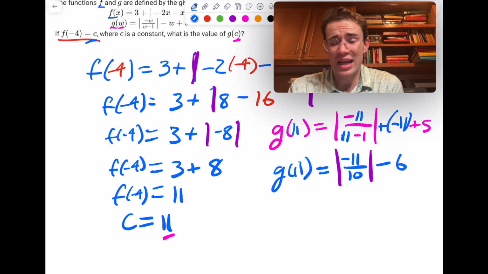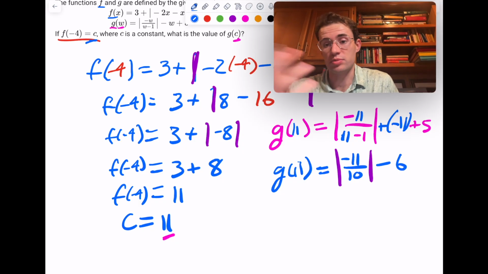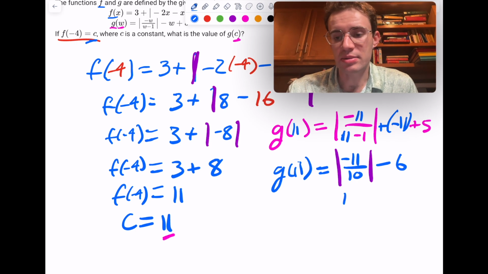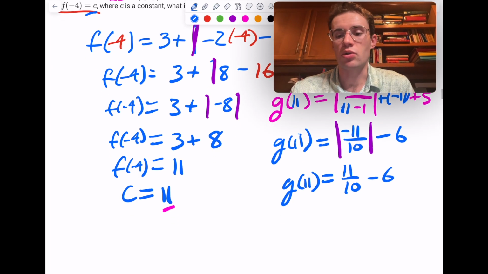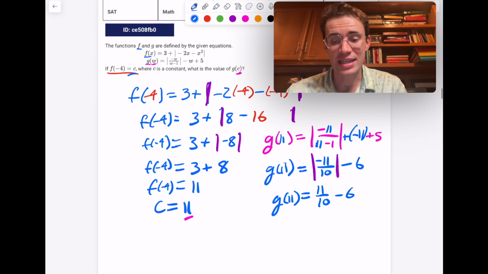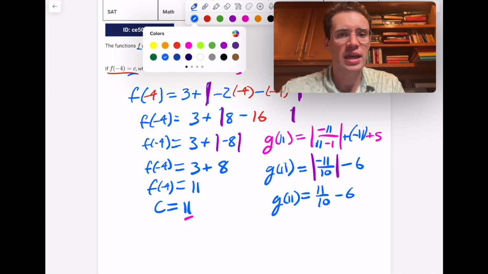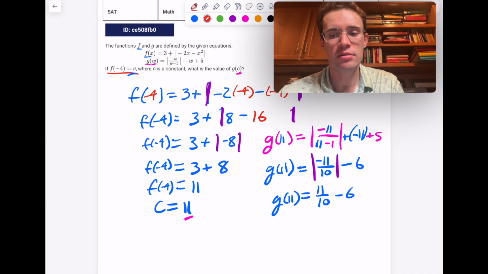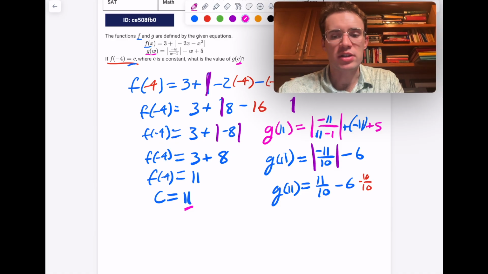And the negative sign will just get rid of that because the absolute value of a negative becomes positive. And if it was positive, it would stay positive. So this is just the same as 11 tenths minus 6. So g of 11, which is g of c, is equal to 11 tenths minus 6. And then if we get those to have the same denominator, we'll multiply -6 by 10 over 10, right, which is equal to 1. It doesn't change the value. You can multiply anything by 1, it stays the same. But it will just give us a common denominator.